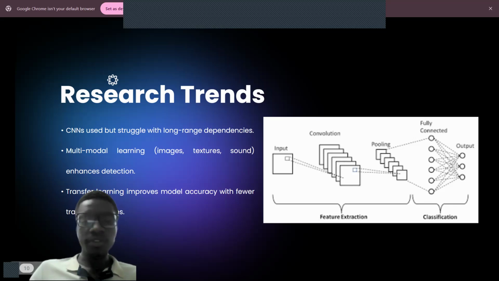Then another one is transfer learning. Transfer learning improves model accuracy because it uses fewer training samples.